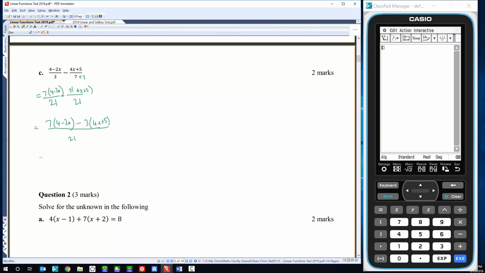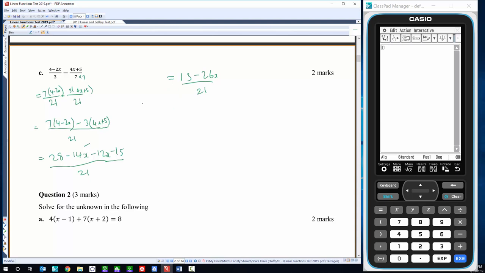All right, so now I'm going to use the distributive law. So it's 28 take away 14x, take away 12, take away 15, all over 21, all of it. And then what we're going to do is collect up the like terms. So that is 13, 12x, I've forgotten the x there. So here we've got 13 take away 26x over 21.